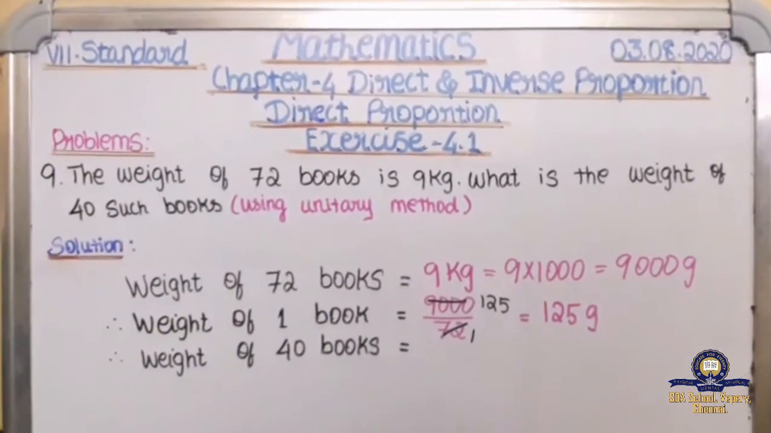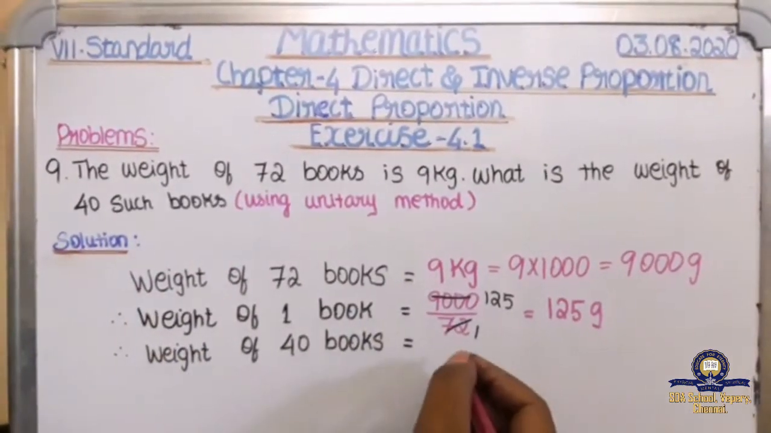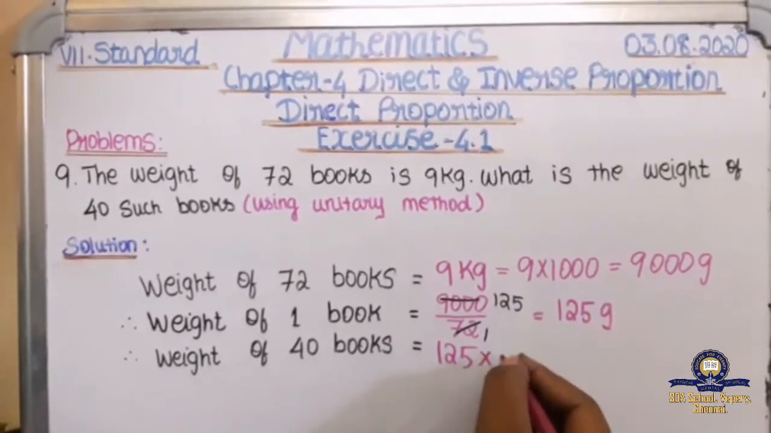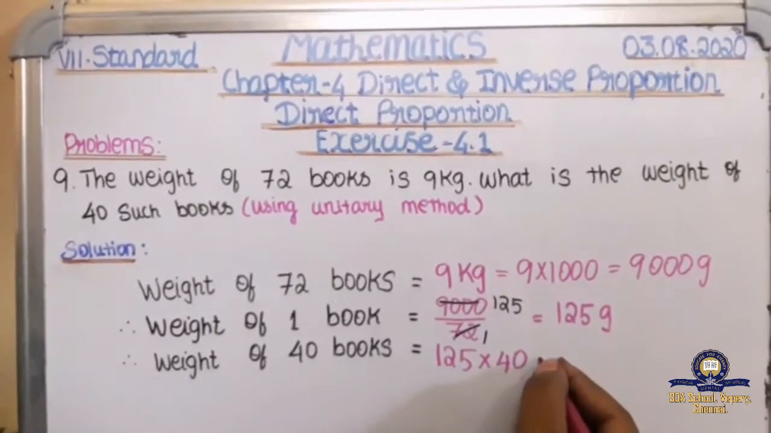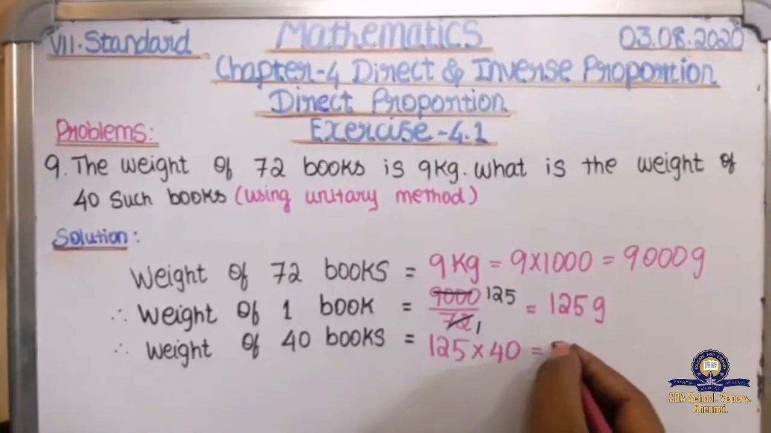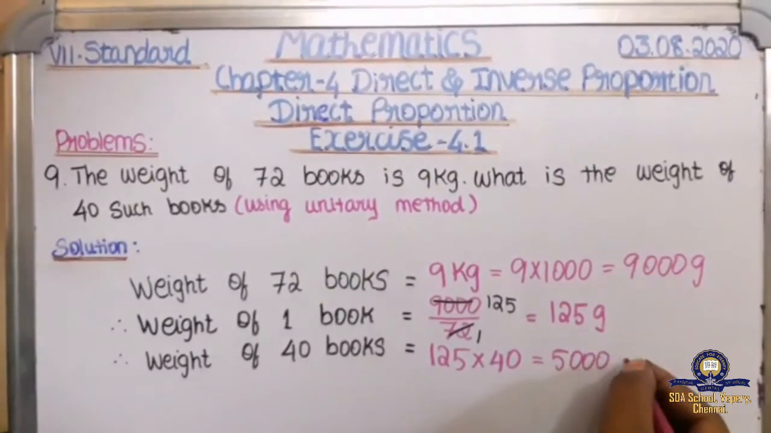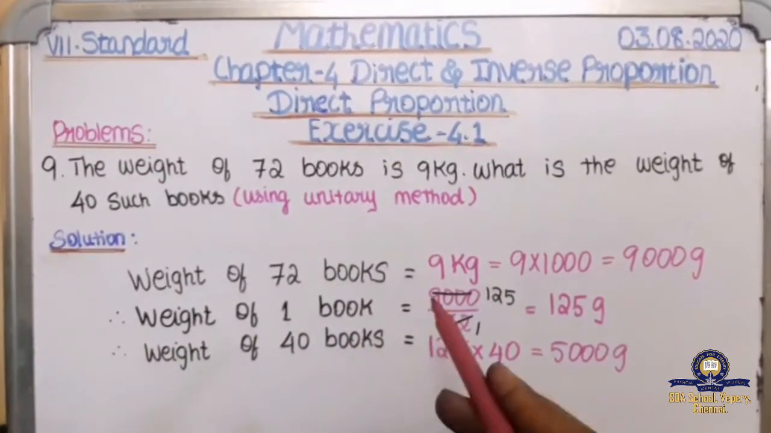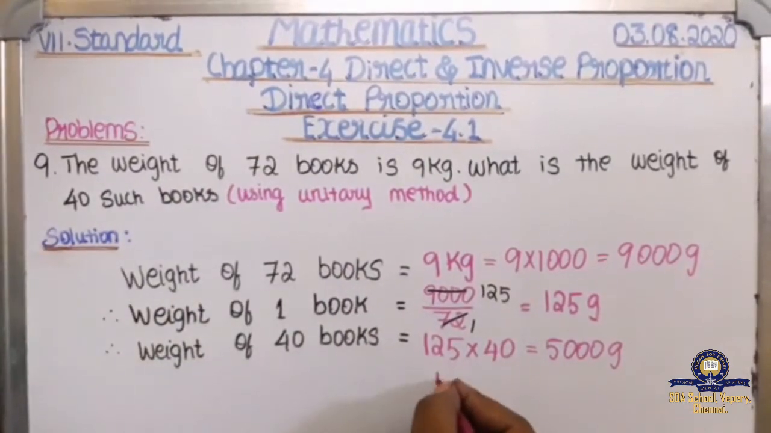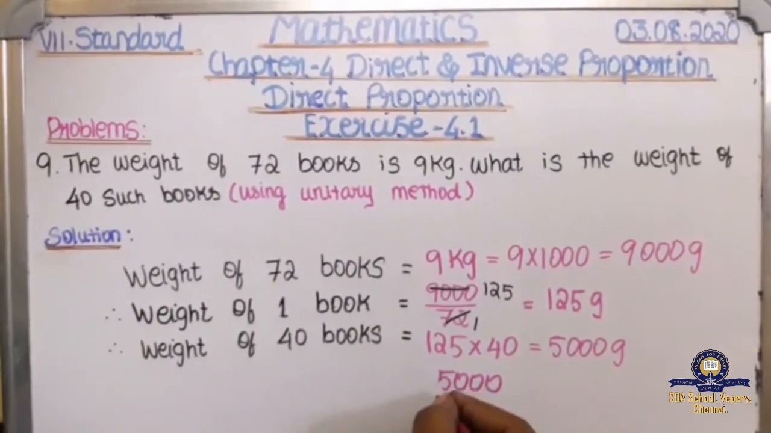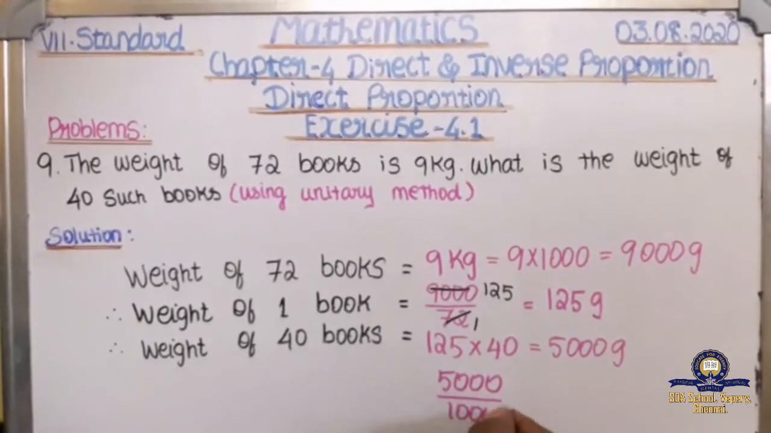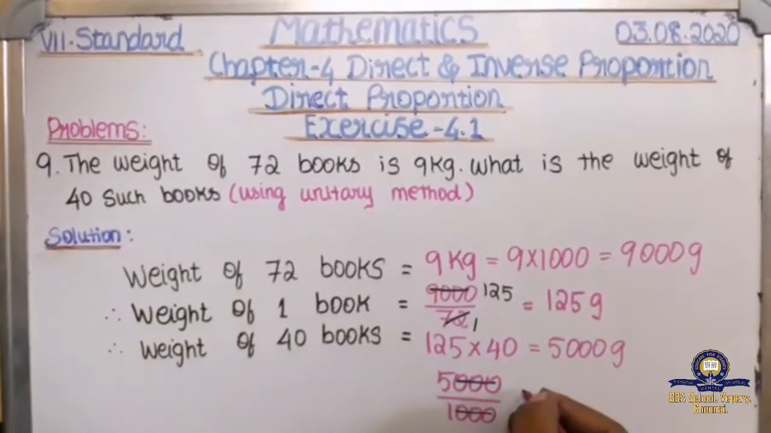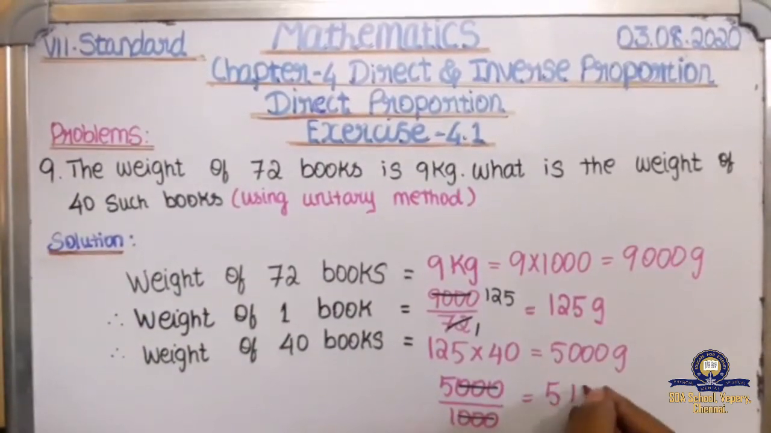Now we can find the weight of 40 books. So what is the weight of 40 books? We need to multiply the weight of one book by 40 books. So 125 into 40 we get the answer as 5,000 gram. It is in the gram value. To change into kilogram we need to divide it by 1000. Therefore 5,000 divided by 1000. When we cancel both, we get the answer as 5 kilogram.